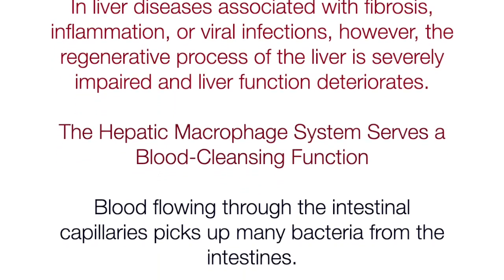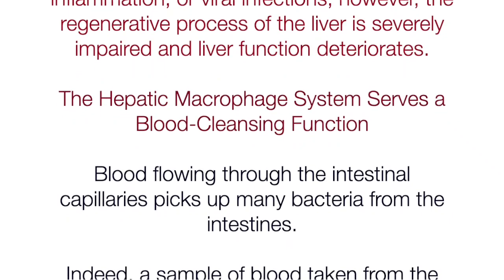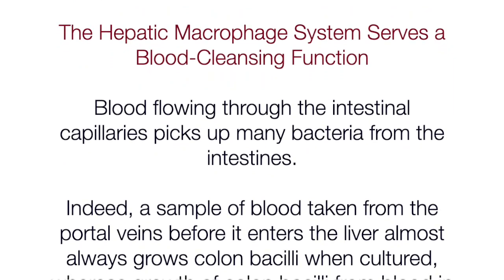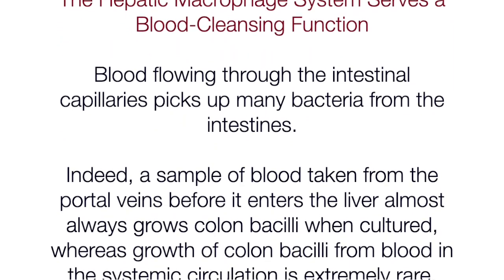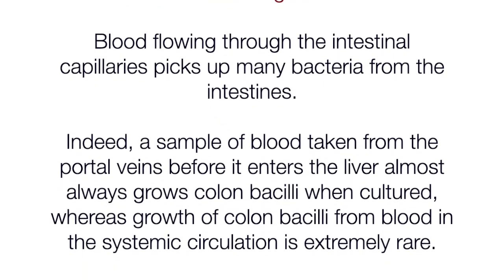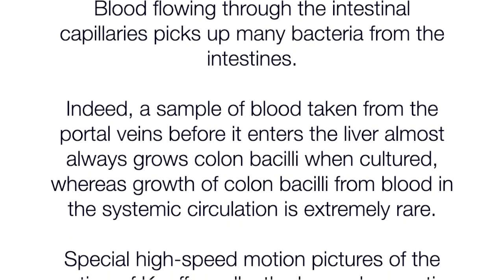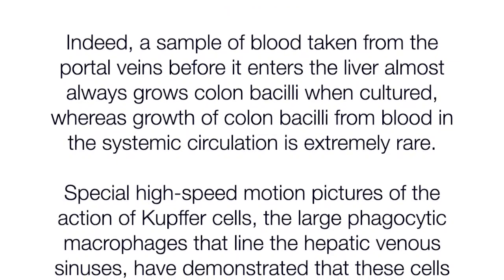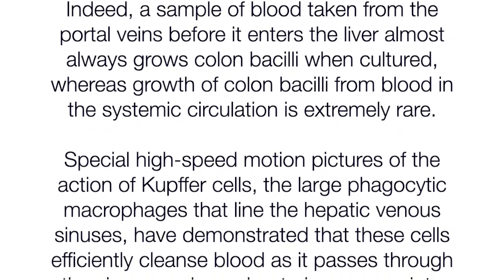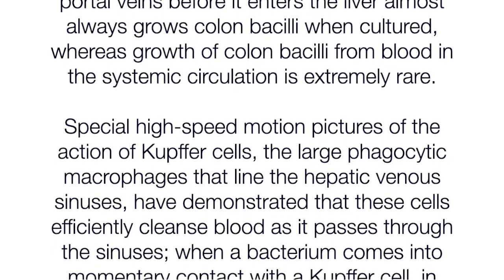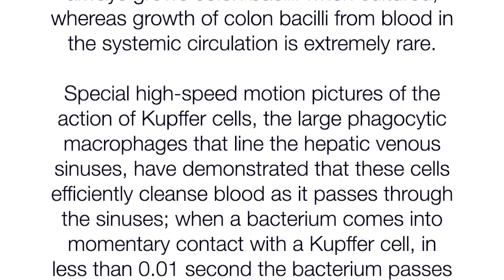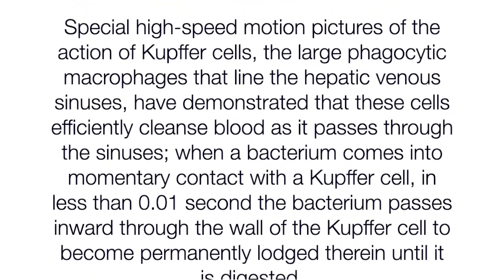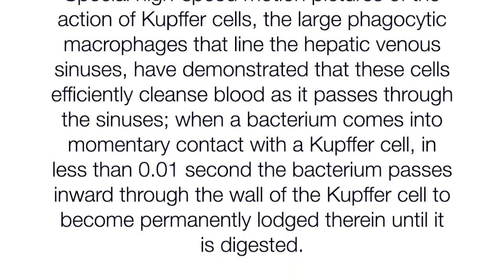Blood flowing through the intestinal capillaries picks up many bacteria from the intestines. Indeed, a sample of blood taken from the portal veins before it enters the liver almost always grows colon bacilli when cultured, whereas growth of colon bacilli from blood in the systemic circulation is extremely rare. Special high-speed motion pictures of the action of Kupffer cells, the large phagocytic macrophages that line the hepatic venous sinuses, have demonstrated that these cells efficiently cleanse blood as it passes through the sinuses.